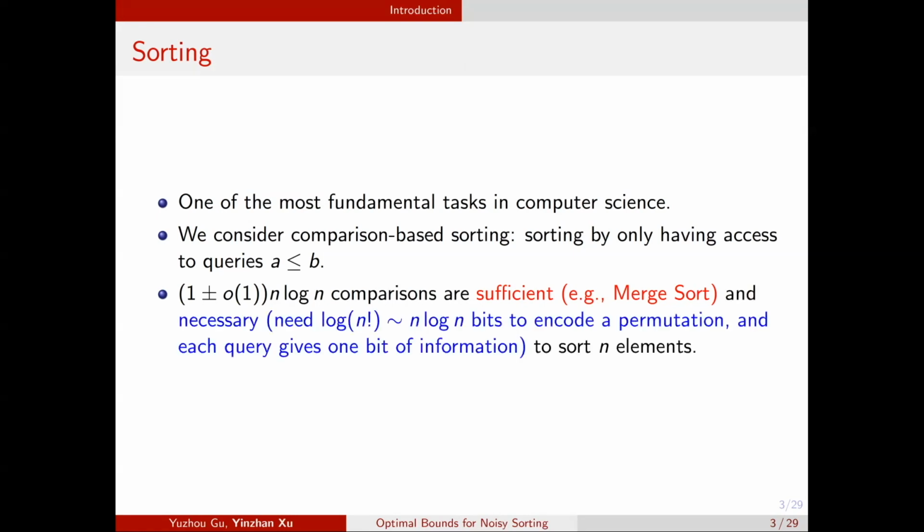Also, it's known that roughly n log n comparisons are necessary because there are n factorial different permutations. So we need log n factorial, which is roughly n log n bits, to encode our permutation. And each query only gives 1 bit of information. So we need roughly n log n queries to recover this permutation.